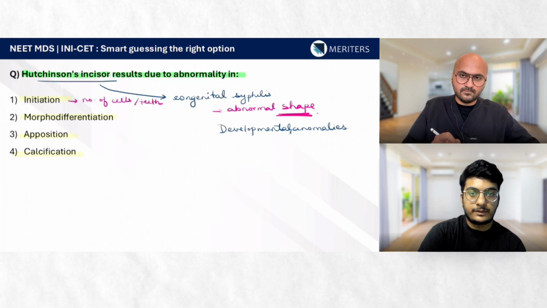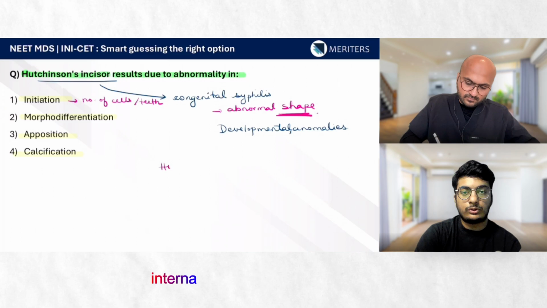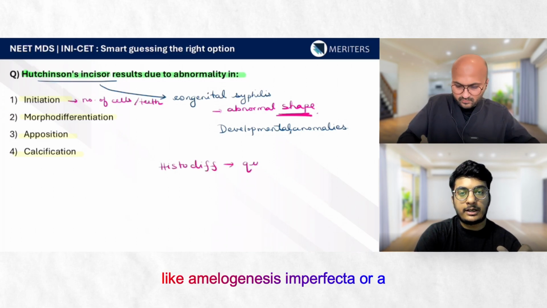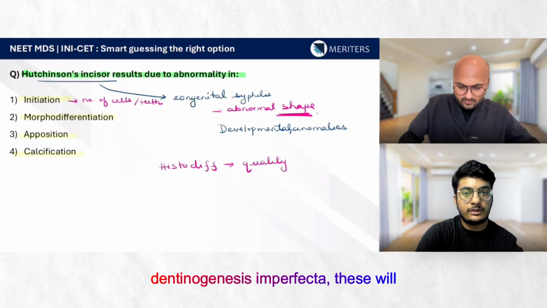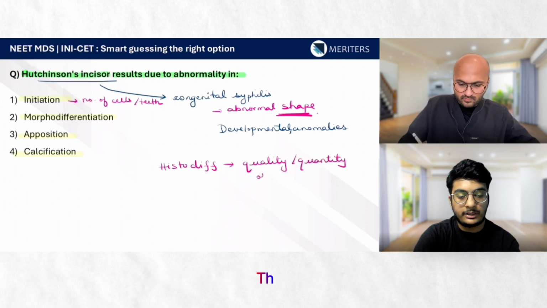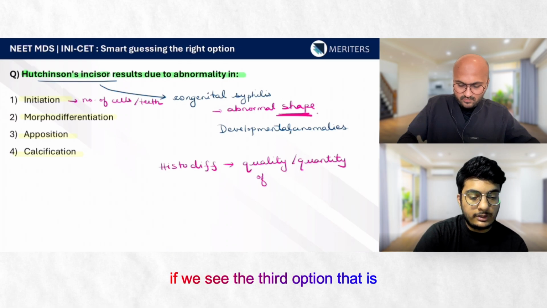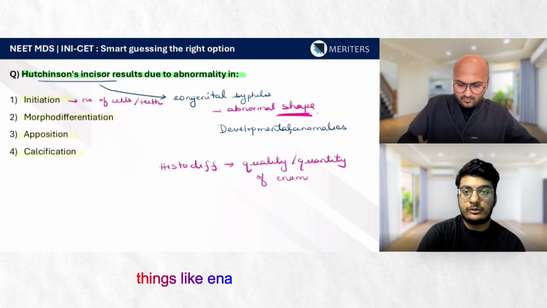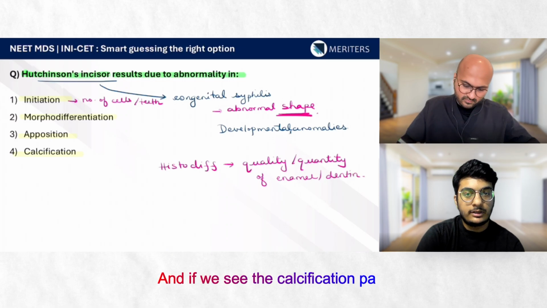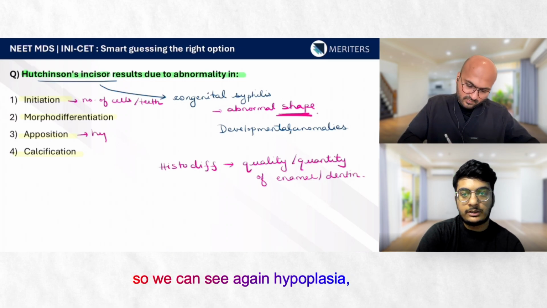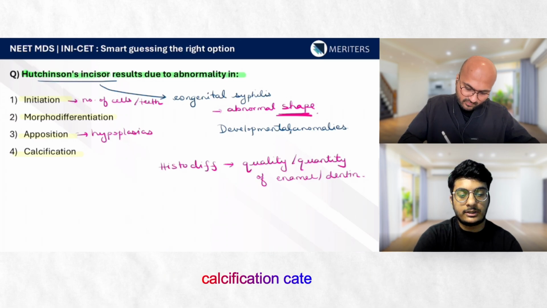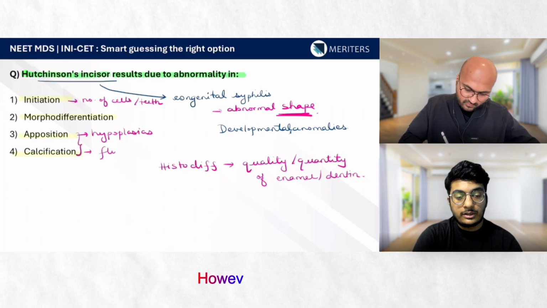When it comes to histodifferentiation, something which has got to do with the internal properties of the enamel and dentin, like amelogenesis imperfecta or dentinogenesis imperfecta, these will fall under the histodifferentiation category. Then the third option, apposition: things like enamel hypoplasia will fall under this category. And the calcification part, we can see again hypoplasia, fluorosis, these types of things will be under the calcification category.